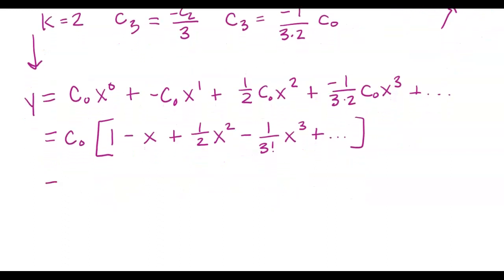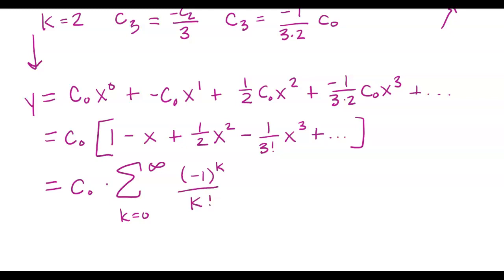Well, let's go ahead and try to figure that out. That's going to be C naught times the summation of, well, I need the sign to be alternating. So I need a negative 1 to the k. Let's make sure k is 0. Yes, 1. Okay, that's correct. It looks like I'm always over k factorial. And then x to the power of k.